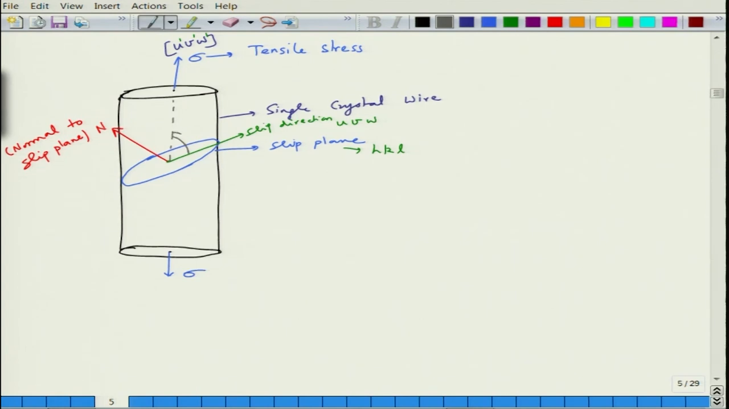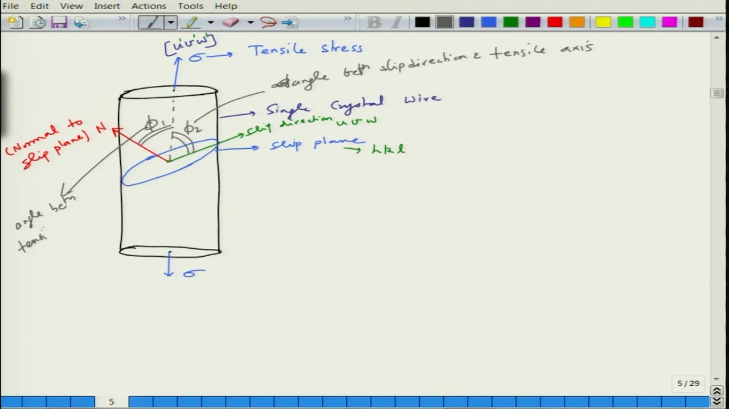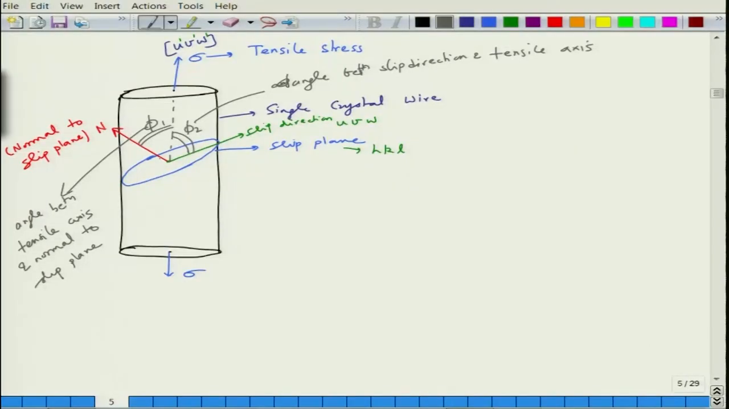So here we are interested in two angles. The first angle is this phi 2, which is the angle between slip direction and tensile axis. And then we have another angle phi 1, which is the angle between tensile axis and normal to slip plane. Now, phi 1 plus phi 2 can, under special circumstances, be 90 degrees, but they do not necessarily have to be 90 degrees, they can be different. Okay. So, the question is, when you apply this tensile stress, we want to work out what is the shear stress on the slip plane in the slip direction due to this applied stress.